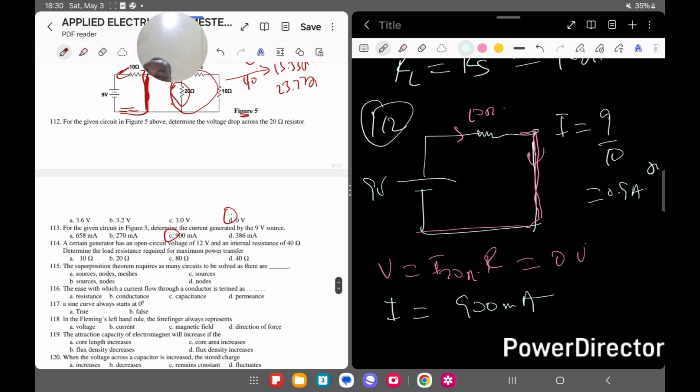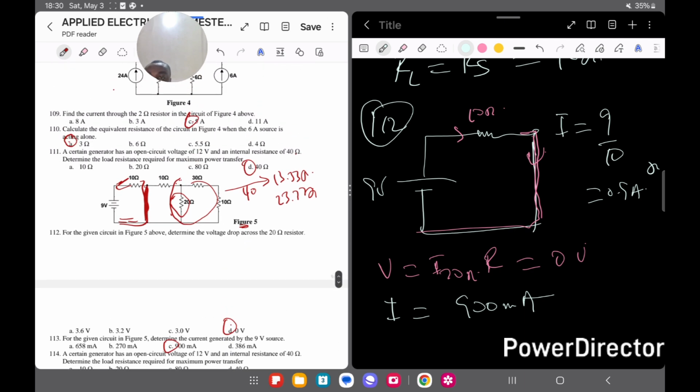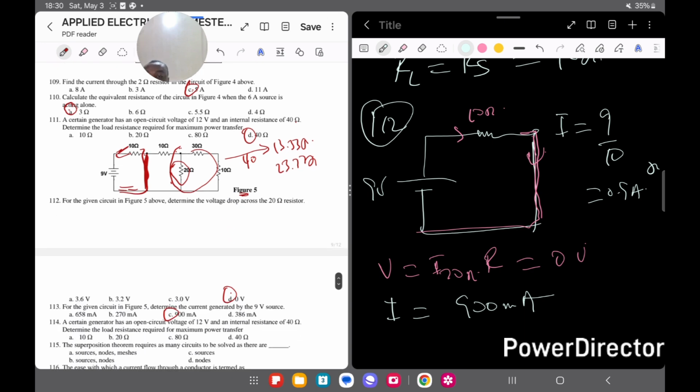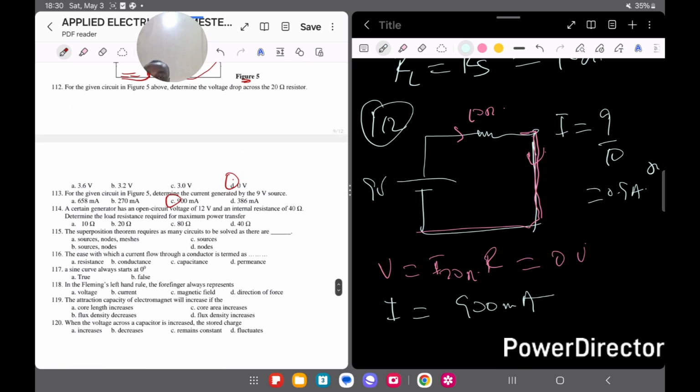Now question 114. A certain generator has an open circuit voltage of 12 volts and an internal resistance of 40 ohms. Determine the load resistance required for maximum power. I think this is a repeated question, right? Yes, a repeated question. So again, the answer here is going to be 40.